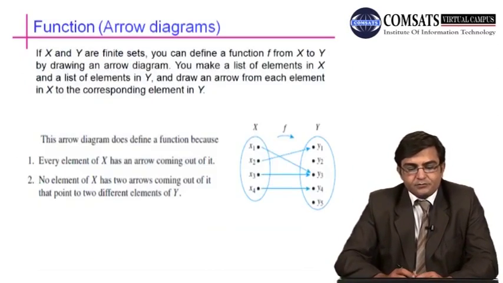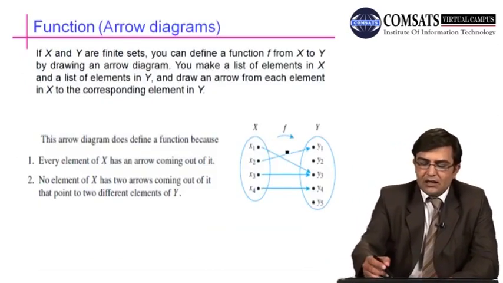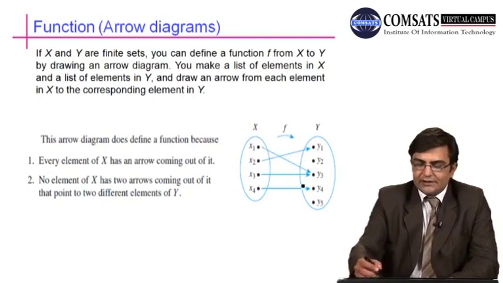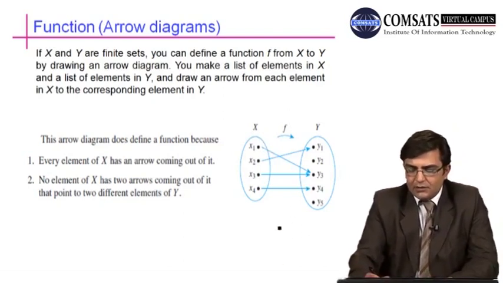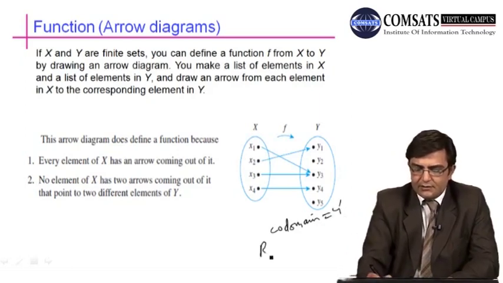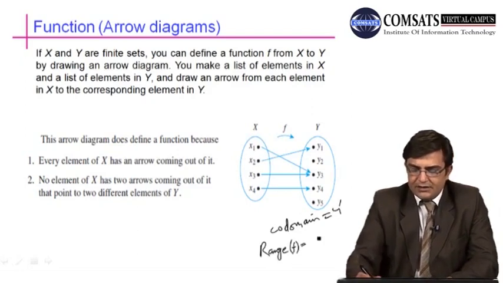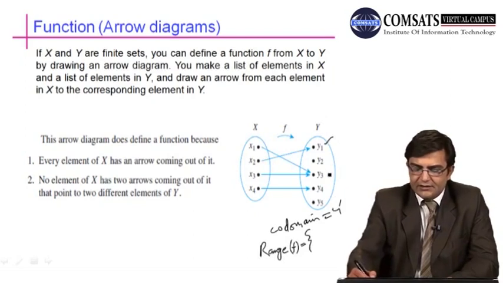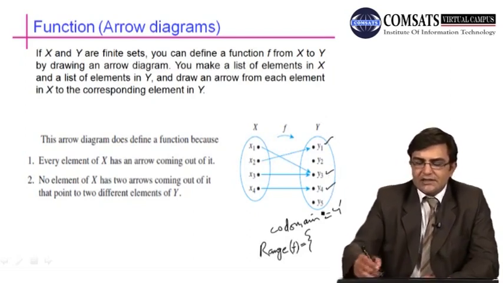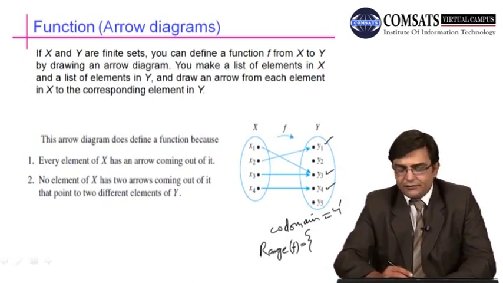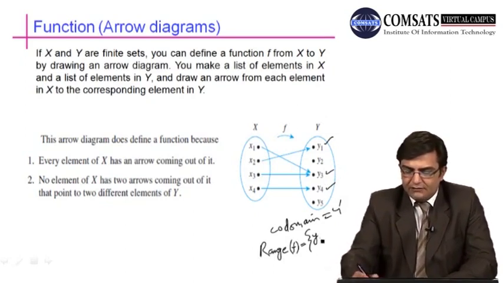For example, here we have this x set and this y set. The codomain here is the set y, but the range of f basically contains only 3 elements, because only these 3 elements are related to elements of x. So the range is basically y1, y3 and y4.